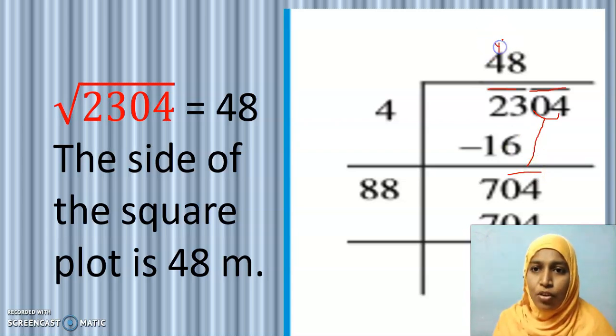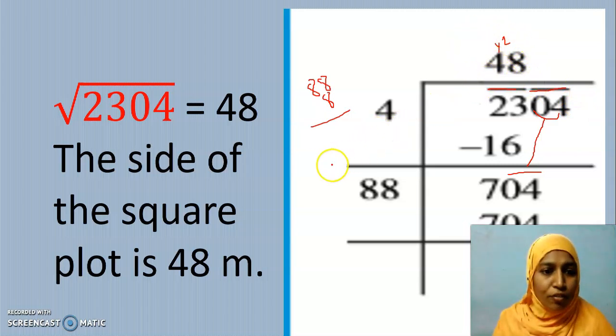I have to multiply this 4 with 2. So I get 4 2s are 8. By trial and error method, I found 8 into 88, 88 into 8 will get 704. Okay, children. So I got the square root of 2304 as 48. So therefore, the side of the square plot is 48 meter. Is it clear, my dear children?